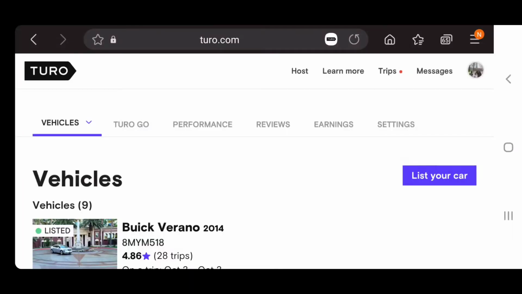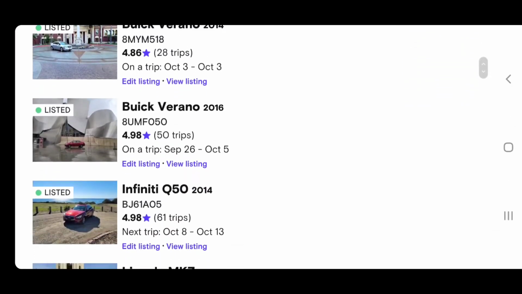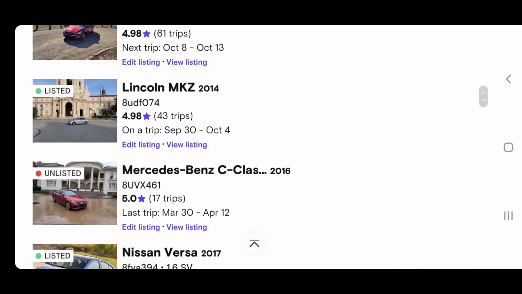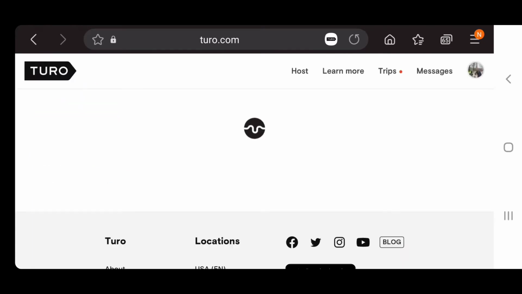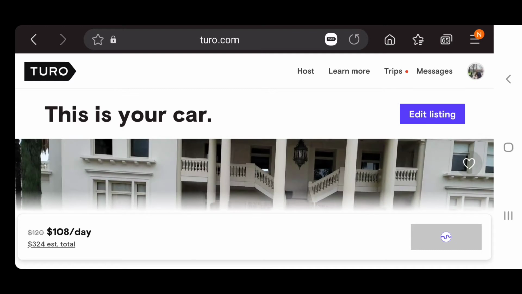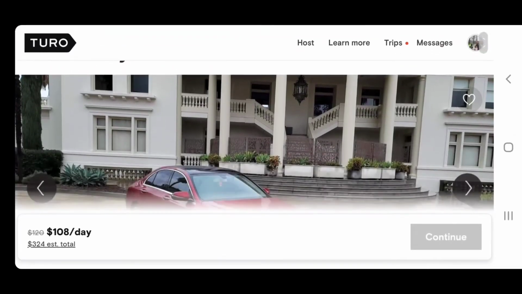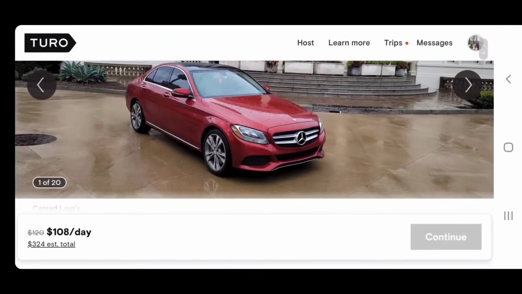This is my personal Conrad Layn Turo host profile. So I'm going to scroll down, and as I was stating before, I'm going to use my Mercedes that went through a claim. It's currently unlisted. So let's go right into it. View listing. And this is how you actually implement the feature, which is a great feature. It's a dynamic approach. So currently had it for $120 per day.